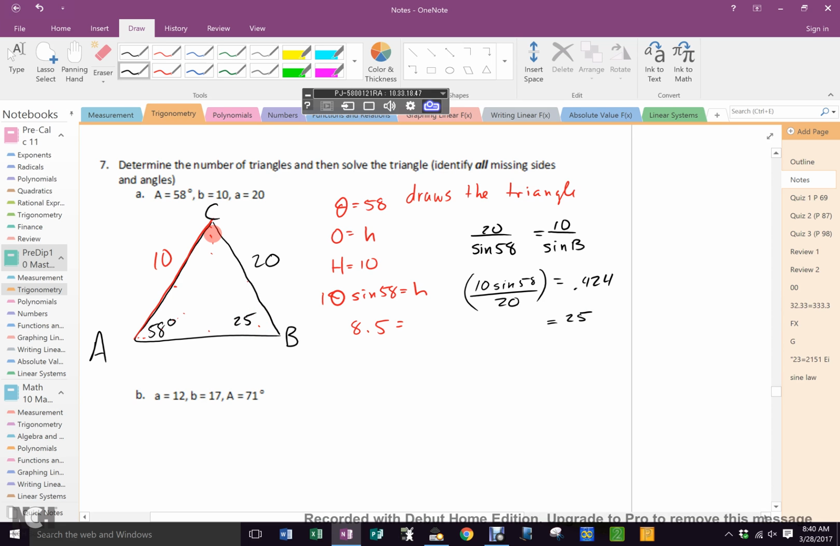Do I now automatically know C? Why? Great. So how big is C? Pardon me? 97. So now I can come up to here. I have little c over sine 97. Now, I know B is 25 now, so I can change that to 25. Or I can use the original 58, can't I? Because they're all equal. So how big is C?